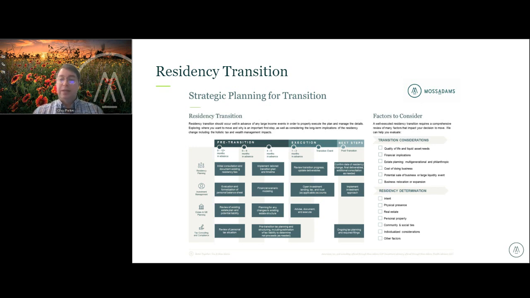So some of the considerations you might want to think about, whether you're considering a large transaction or a residency transition, are the high-level timing, giving yourself lots of time to plan an upcoming transition or transaction, coordination with your tax advisors, entity identification, and thinking through the long-term ramifications of that.